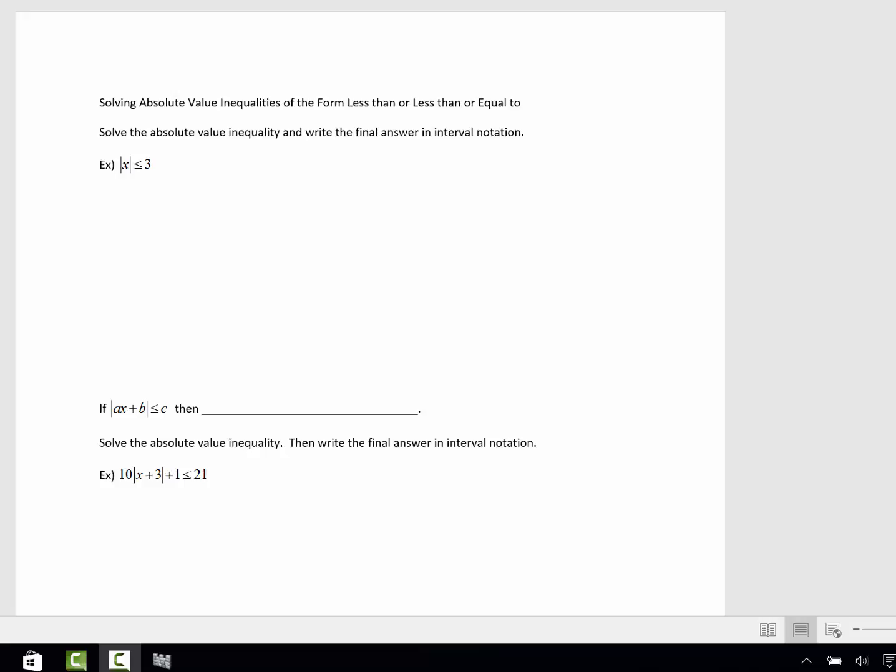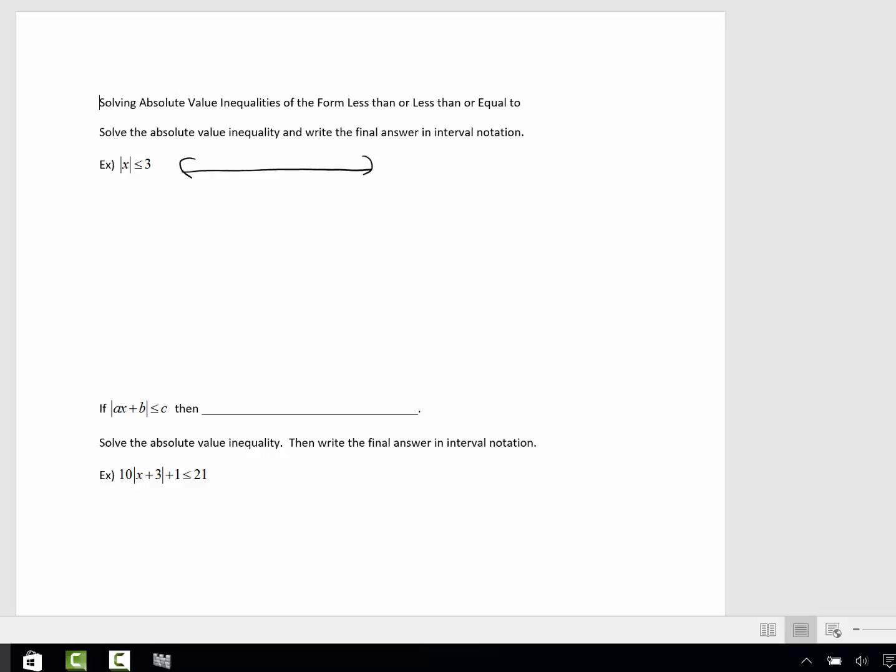In this video, we're going to talk about solving absolute value inequalities of the form less than or equal to. So we want to solve this absolute value inequality and write the final answer in interval notation. So let's figure out some numbers that make this inequality true. So let's put this on a number line.